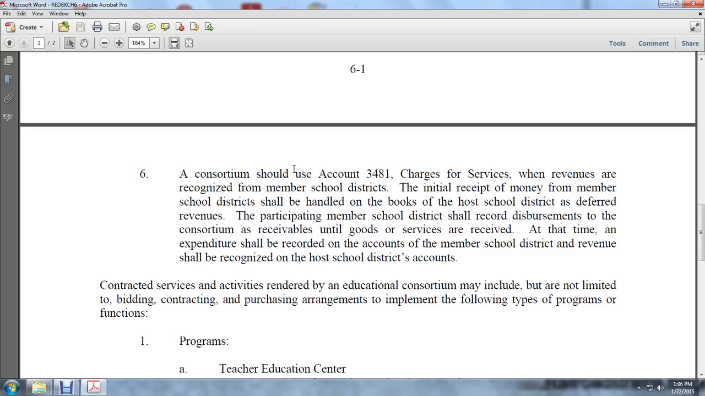A consortium should use account 3481, Charges for Service. The revenues are recognized from the member school districts. The initial receipt of the money from the member school district is handled on the books of the host school district as deferred revenue. The participating member school district shall record disbursements to the consortium as a receivable until goods or services are received. At that time, the expenditure shall be recorded in the accounts of the member school district. Revenue shall be recognized in the host school district accounts.